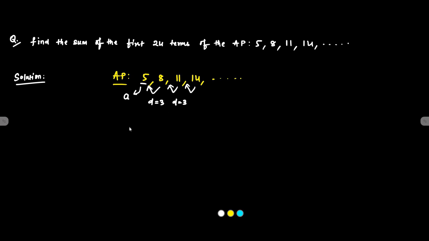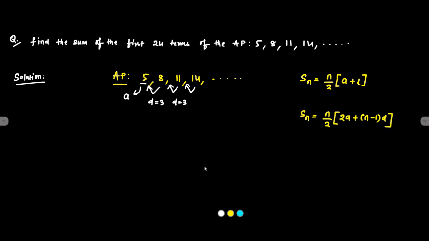So here we have to use the formula for the sum of n terms of an AP. We have derived two formulas. First one is n by 2 into A plus L, where n is the number of terms considered for the sum in the AP, A is the first term, L is the last term. And another one is n by 2 into 2A plus n minus 1 into d.